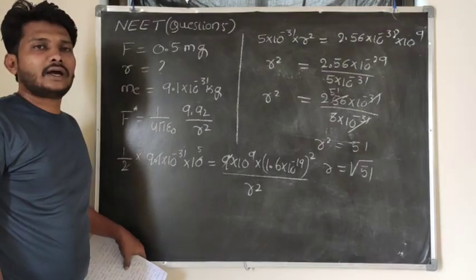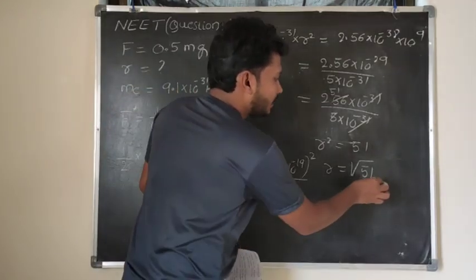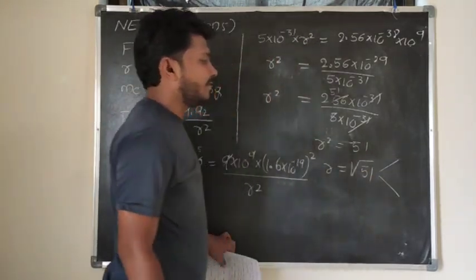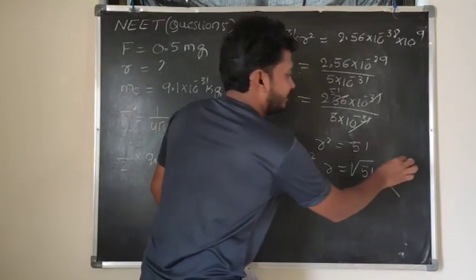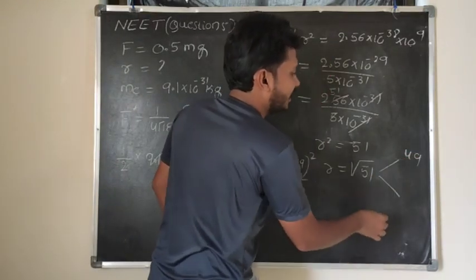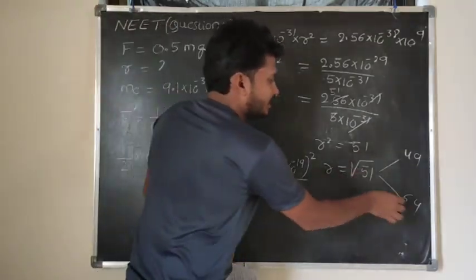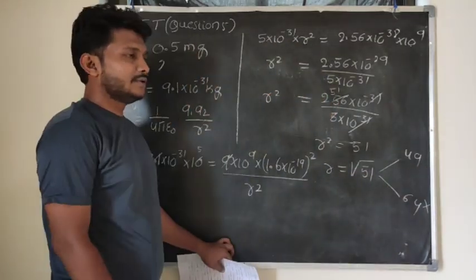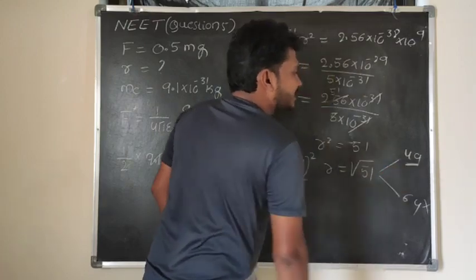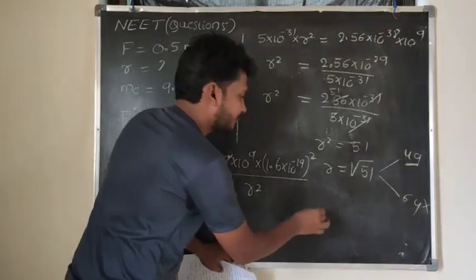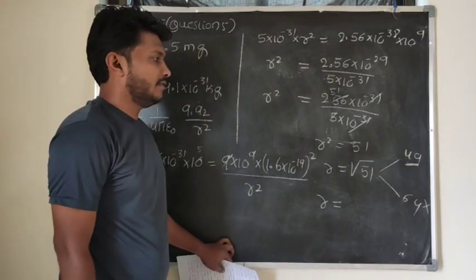How to determine the square root of an improper number here? Look at here. This 51 value is in between 7 into 7, 49, and 8 into 8, 64. It is in between 49 and 64, so it is less than 64. So the answer must be 7 point something here. So square root of 51.